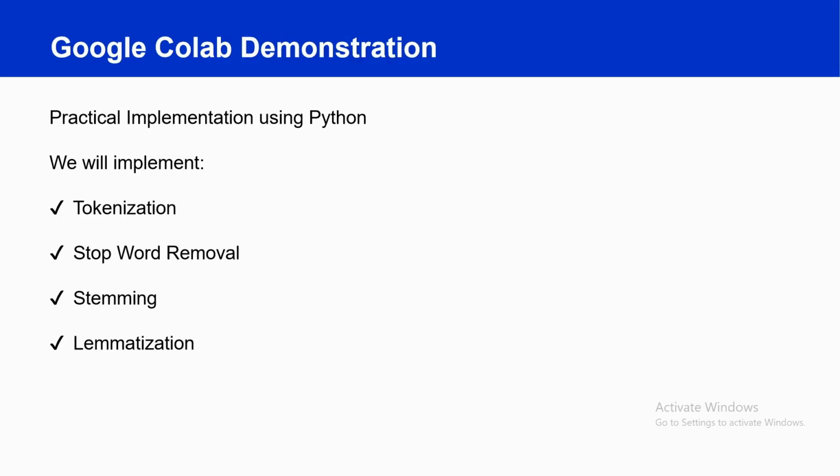So next we will go to the Google Colab demonstration. Now that we have understood the theory behind text processing, we'll see the demonstration. We will perform four processing steps: tokenization, stop word removal, stemming, and lemmatization.